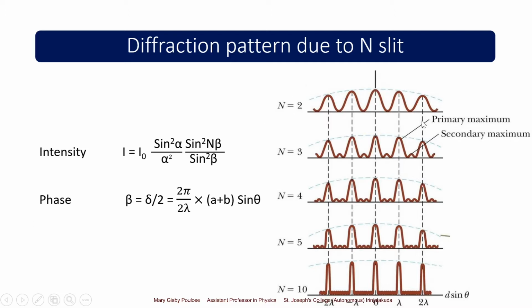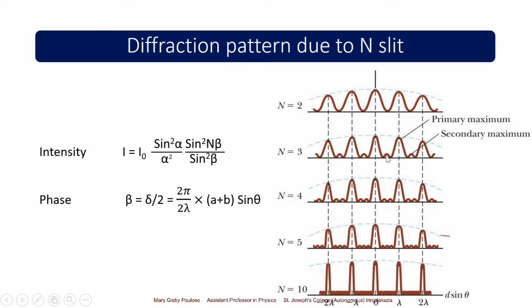In the first pattern, where n is equal to 2, we have alternate bright and dark fringes, having gradually decreasing intensities from the center. When the number of slits is increased to 3, we have sharp peaks. They are called the primary maximas, and in between the primary maximas there are secondary minimas. This is a secondary minima, and this is another secondary minima. And in between those two secondary minimas, we have the secondary maximas.